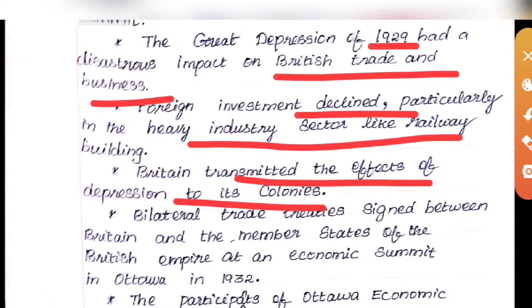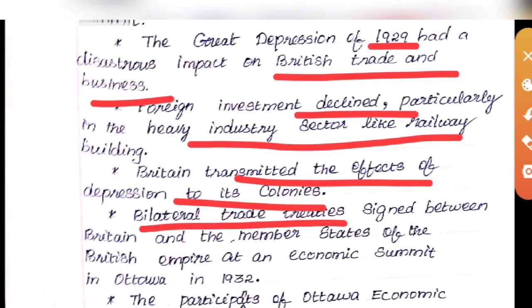So when a treaty is signed between countries, that treaty is known as bilateral trade. What is meant by bilateral trade? Yes, when two countries are making trade between them, that is called bilateral trade.